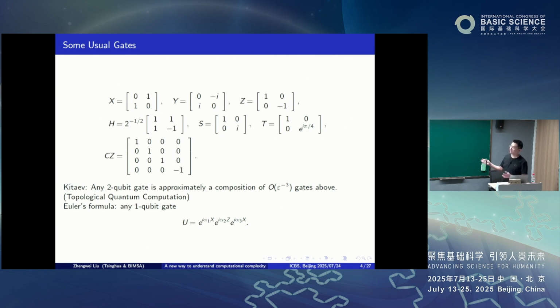So this is the mathematical structure behind that, and given a gate set, you can take different choices of gate set. But the point is, which gate set is easier to implement experimentally, and this is the usual set.